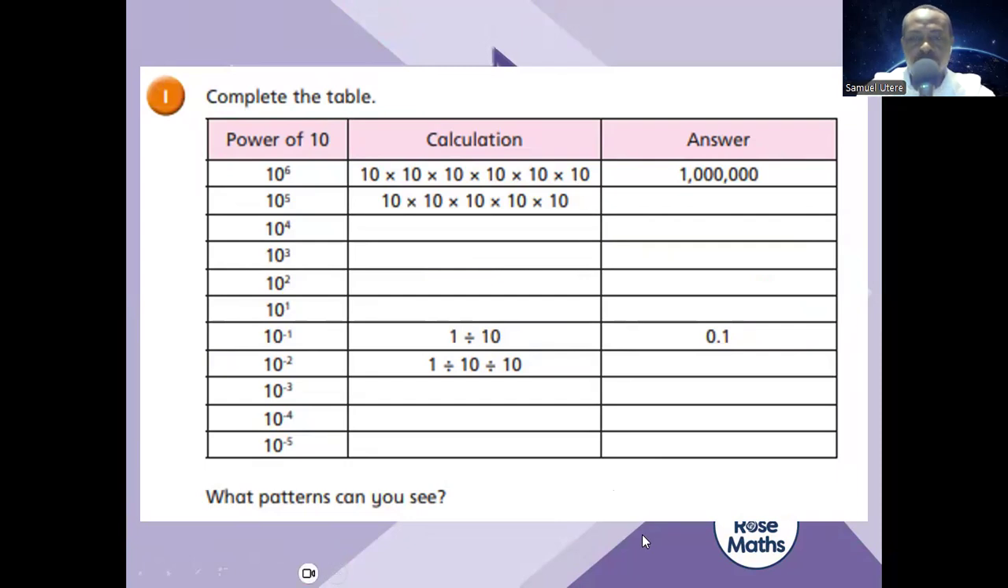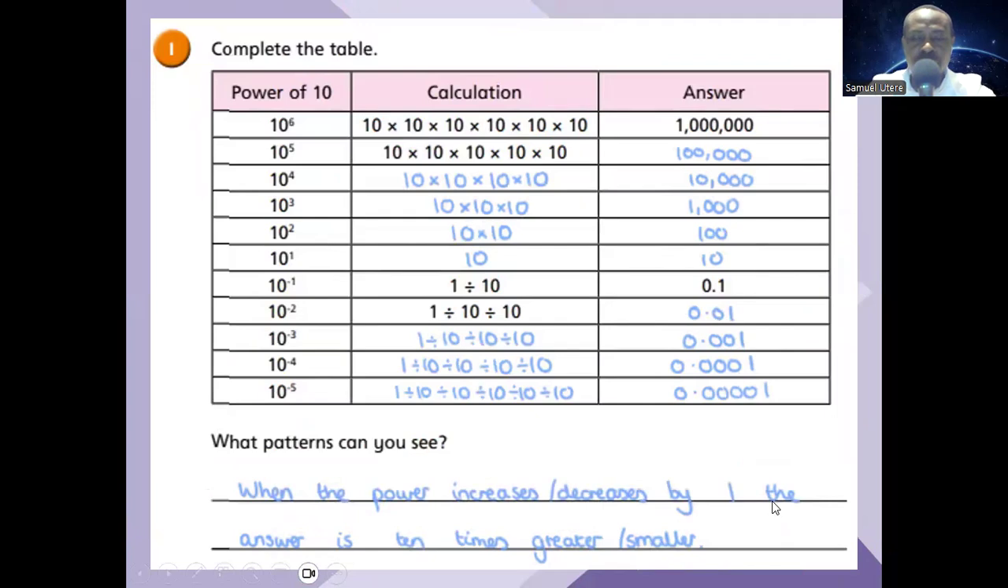So here are the answers. We're investigating negative powers of 10. When the power increases or decreases by 1, the answer is 10 times greater or smaller. So that's what we notice. As you go down, it's 10 times smaller than the one before. As you go up, it's 10 times bigger than the one before.